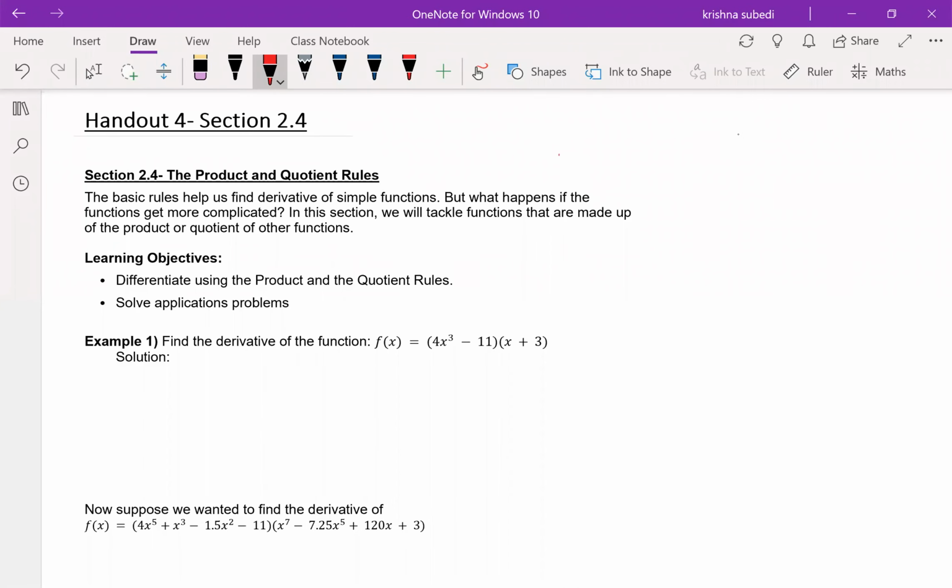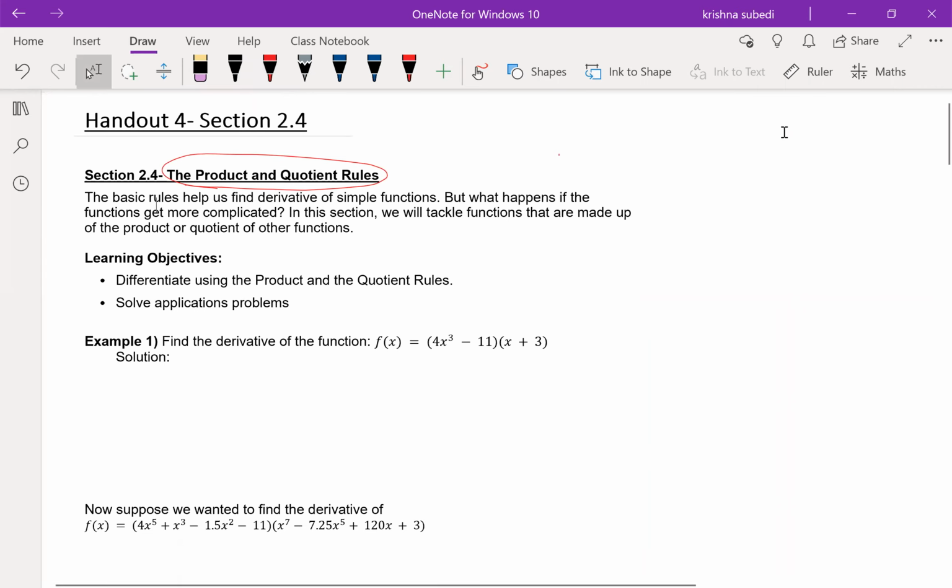So today we'll focus our attention on the product and quotient rule of derivative. The basic rules help us find derivatives of simple functions. In our previous section, we found derivatives of many different functions, but very basic functions. But what happens if the function gets more complicated? In this section, we'll focus our attention on those types of situations.